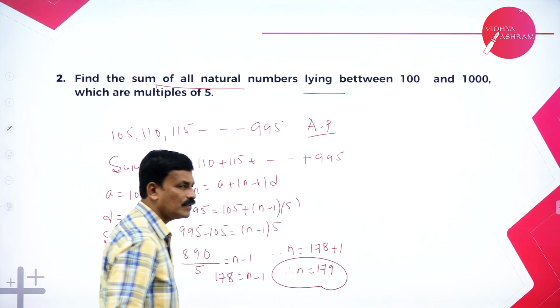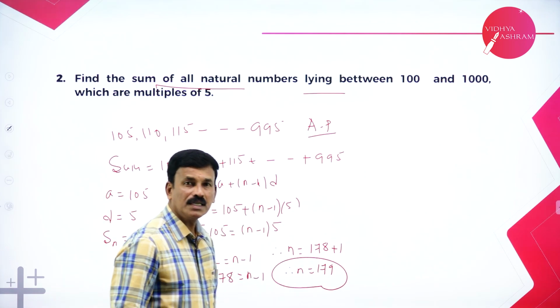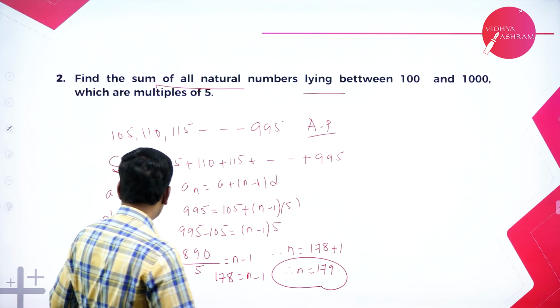That is 179. So 179 terms are there, right? Now n is equal to 179. Now therefore substitute here.